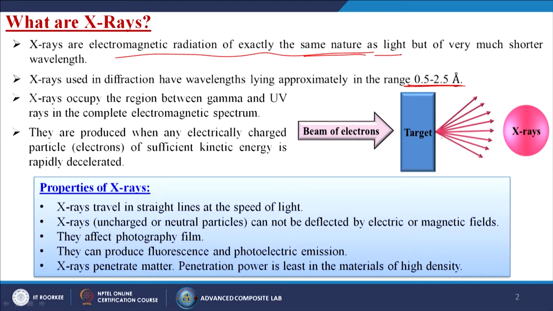So, what are the properties of X-rays? First, X-rays travel in straight lines at the speed of light. X-rays are uncharged or neutral, so they cannot be deflected by any electric or magnetic field. They affect photographic film, produce fluorescence and photoelectric emissions, and also can penetrate matter. Penetration power is least in materials of higher density.